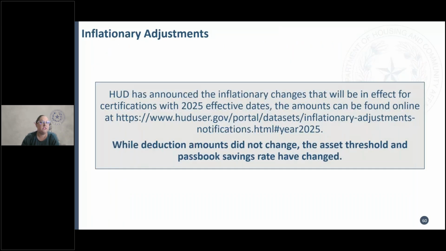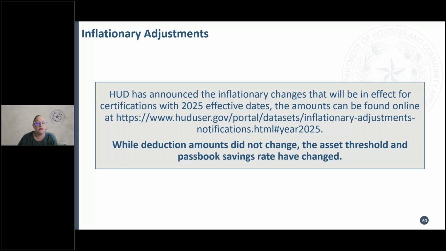HUD has announced the inflationary changes that will be in effect for certifications with 2025 dates. They have now also announced those for 2026. So if I can put that link in the chat as well. The amounts are going to change for 2026, but they will not go into effect until you are doing certifications for 2026. So right now, while you're working on 2025 qualifying, you would not change that, but the amounts are going to change for 2026 certifications.